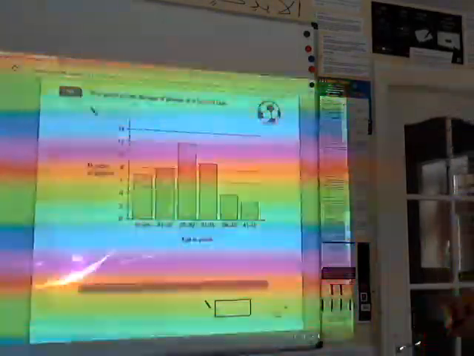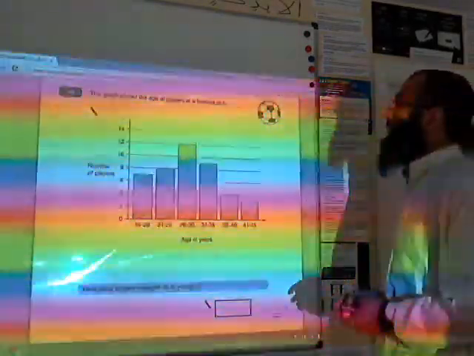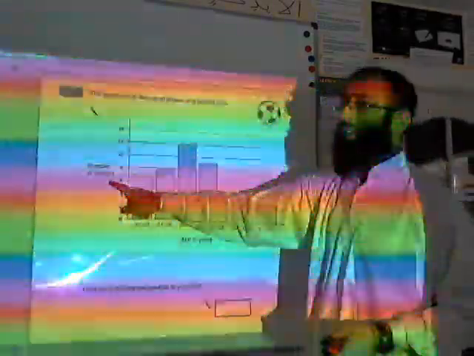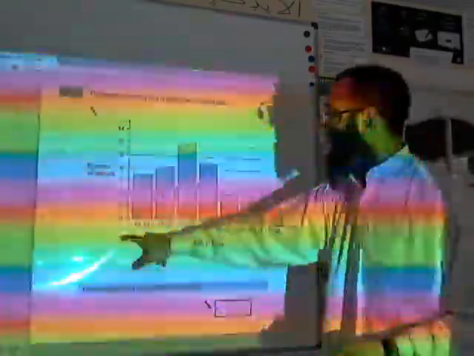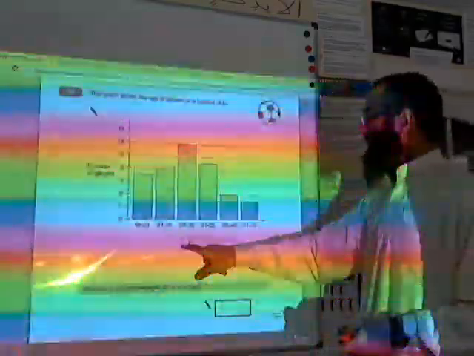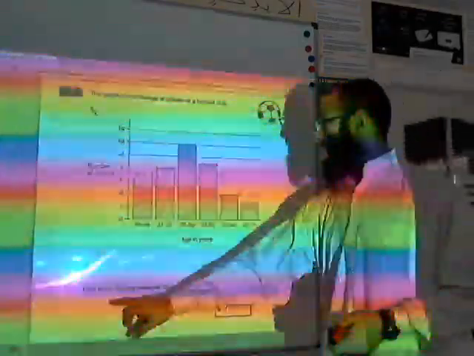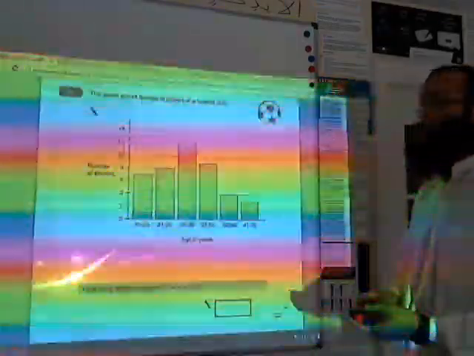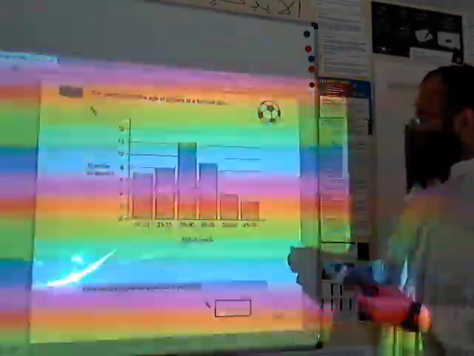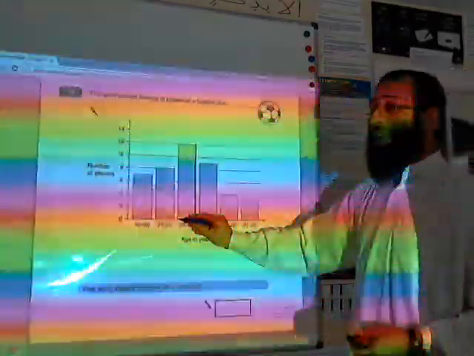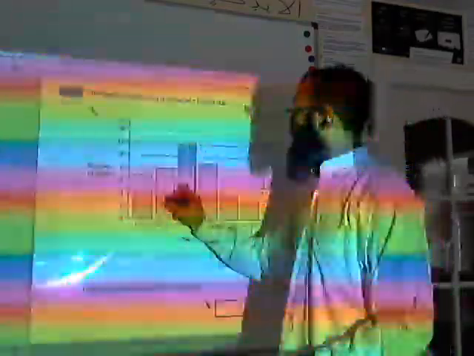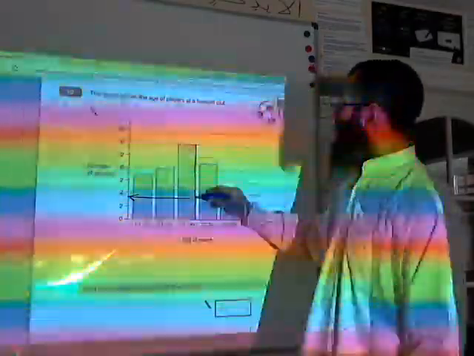Okay, this graph shows the age of players at a football club. This vertical axis, or the y-axis, is the number of players. They're giving us the frequency. And the age in years is the data that's running on here. That's the group data, which is the age in years. It says, how many players are aged 30 or younger? 30 or younger is referring to this bar here and all the other bars. So we're talking about all the information from there to here, from here to there.